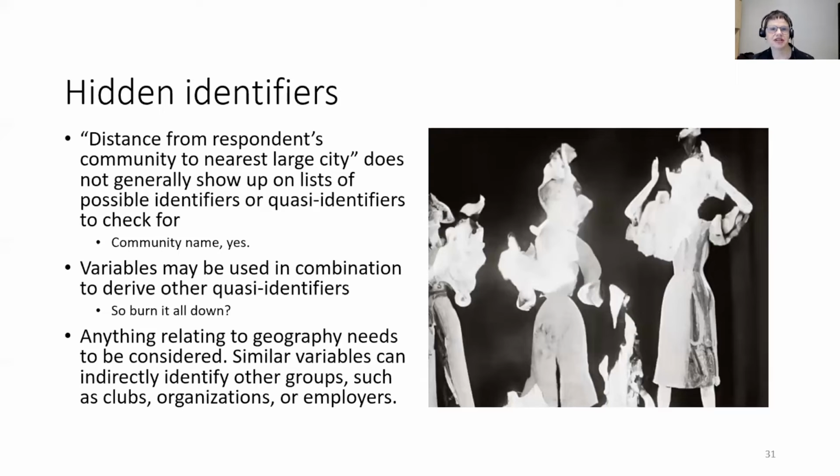How do you ensure that a data set has been fully de-identified? Well, anything relating to geography needs to be considered. You need to think about the fact, when you're reviewing a data set before release, that similar variables can indirectly identify other groups, such as, for example, clubs, organizations, employers, occupation in combination with region, occupation in combination with income, all those things.